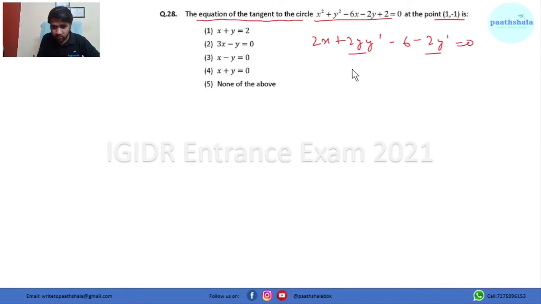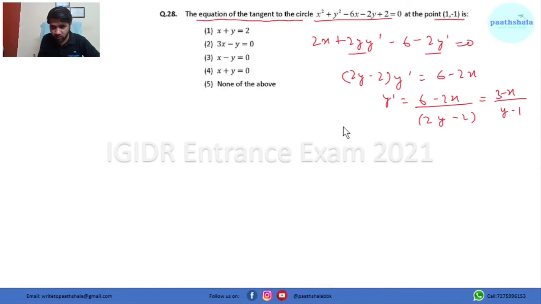Let's take y' as common, so this will come out to be 2y - 2, and shift the other term to the right side, so this will be 6 - 2x. So y' is coming out to be (6 - 2x) upon (2y - 2). Eliminate the 2, so this will become (3 - x) upon (y - 1). Now find out the slope at (1, -1). So this is coming out to be (3 - 1) upon (-1 - 1). So this will be 2 upon -2, and the slope will come out to be -1.